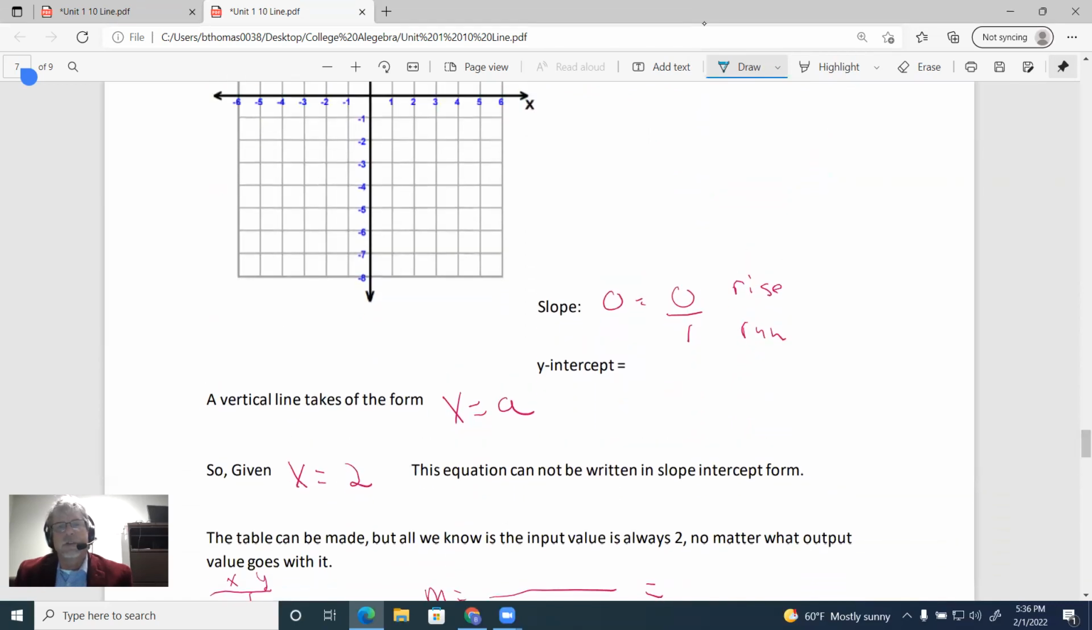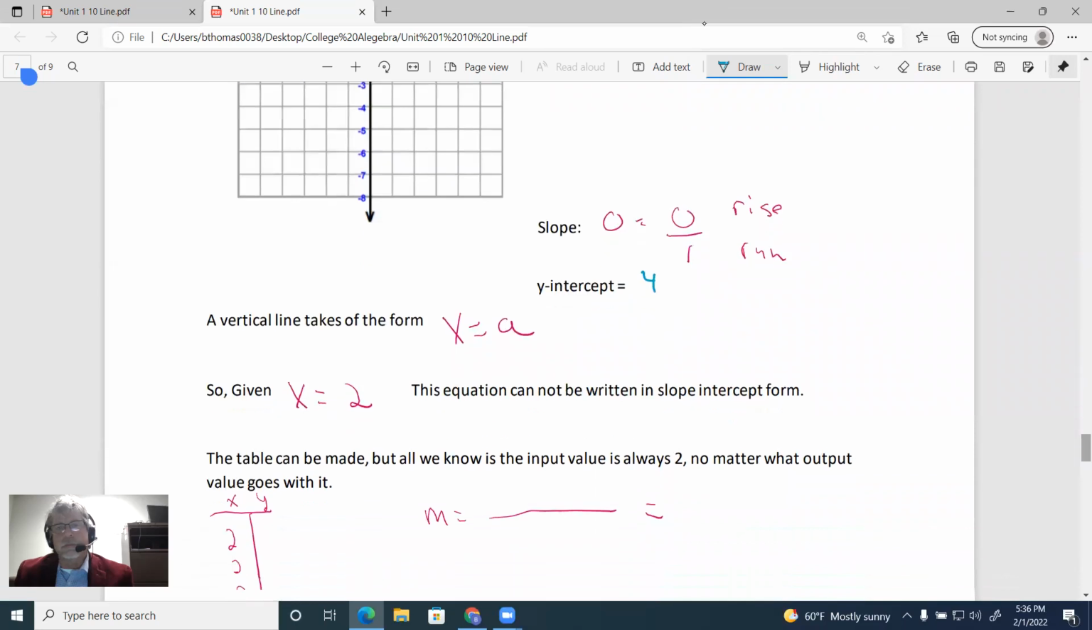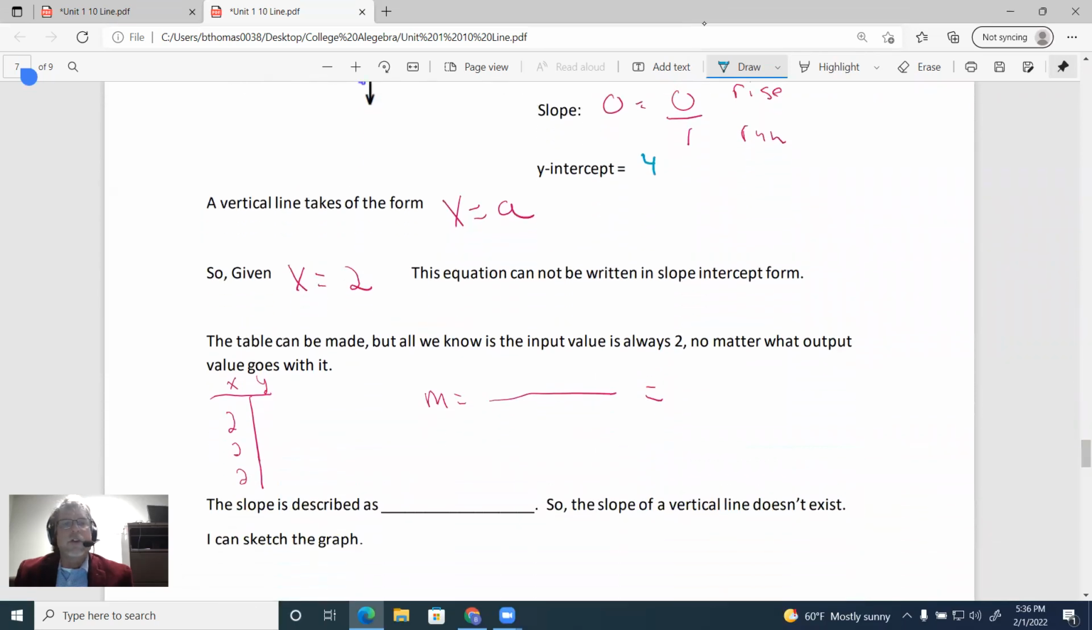So now, again, as we said, the slope is 0, the y-intercept is 4, and we can sketch it that way. Now, a vertical line will take on the form of x equals a. So notice how y is going to be missing. If y is missing, we cannot write this in slope-intercept form. So y cannot be 0. It won't work for slope-intercept form. We'll talk about something else that also makes this not in slope-intercept form.